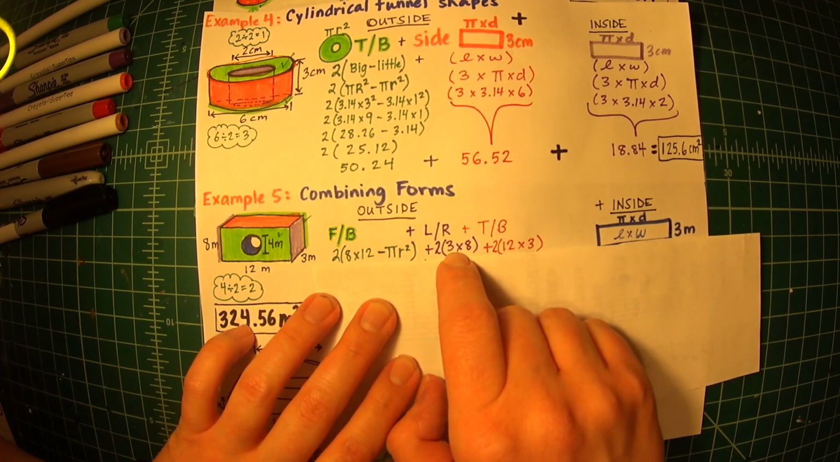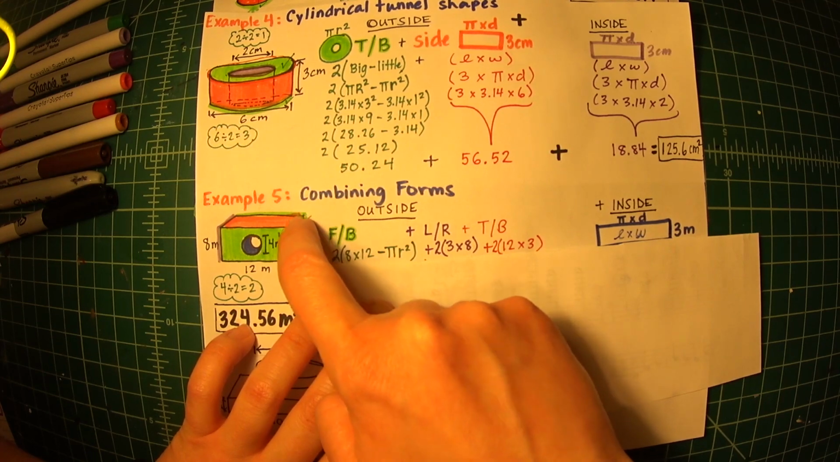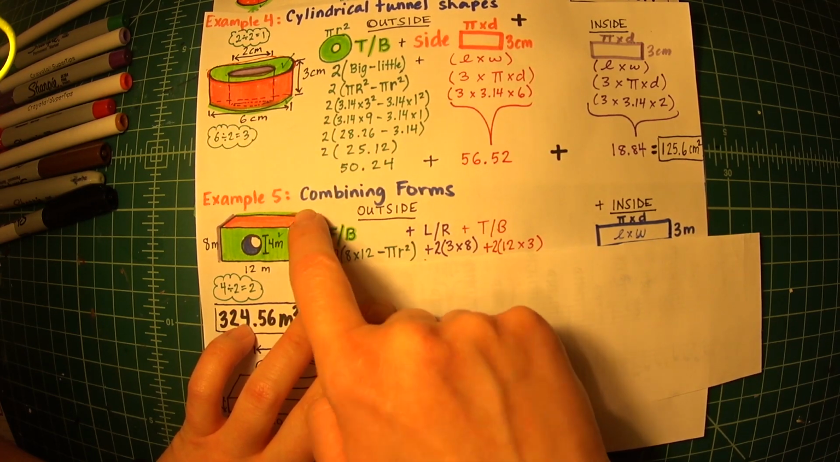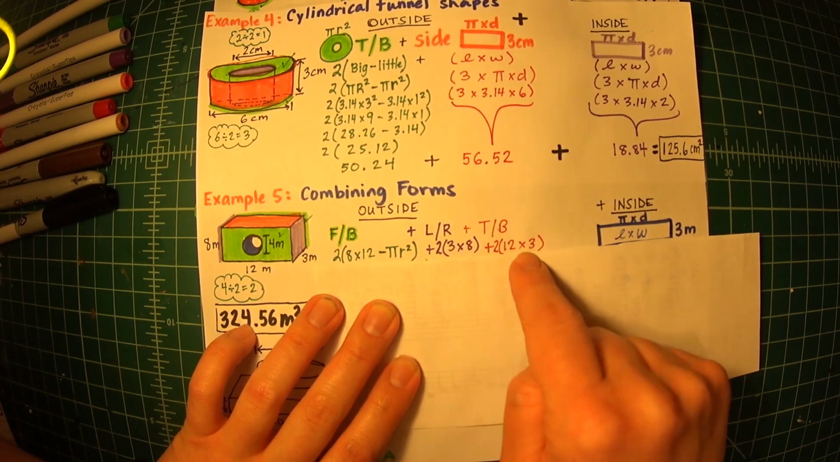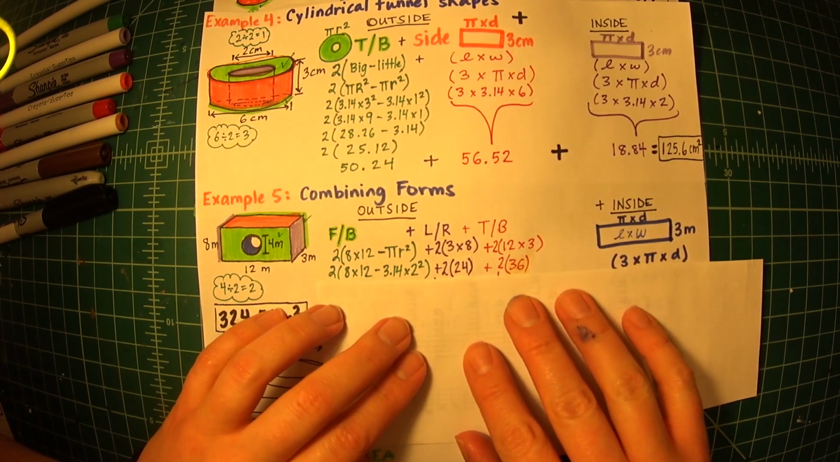When it comes to the other faces, left, right, top, bottom, there's nothing missing. So they're just simple rectangles, length times width, length times width. So that's a lot easier there. Nothing much to worry about with those ones.